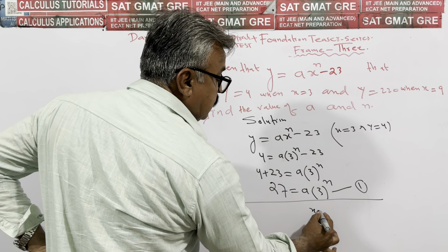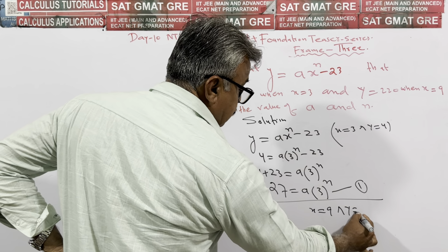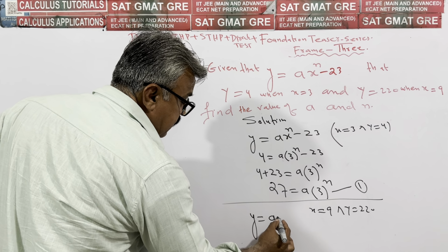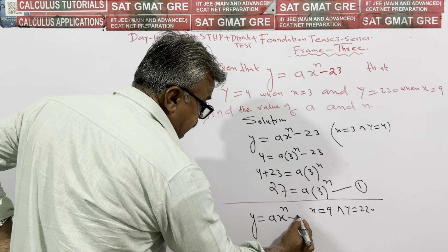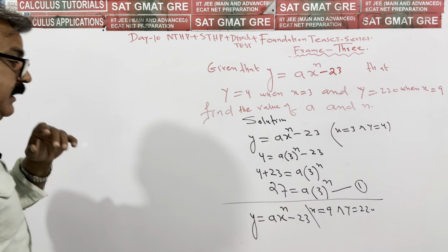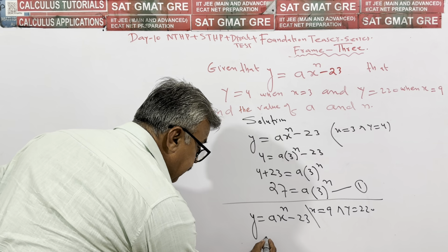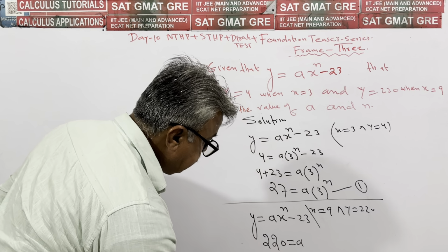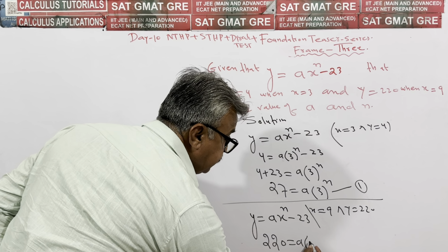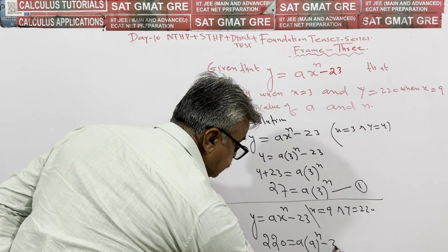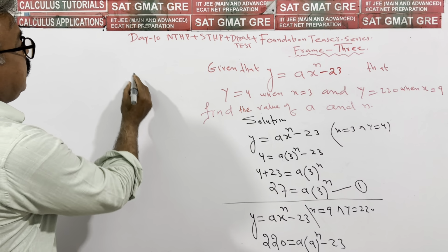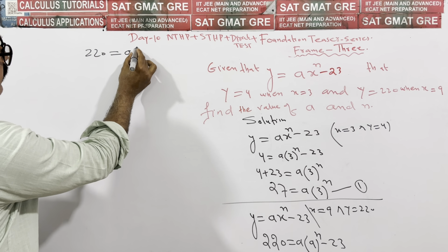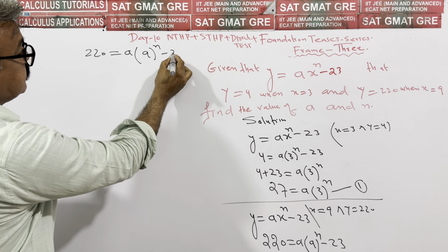We have given x is equal to 9 and further y is equal to 220. Same condition utilized, same equation that is given to us, y is equal to a times x raised to n minus 23. Instead of x put 9, instead of y 220. 220 is equal to a times 9 raised to n minus 23.